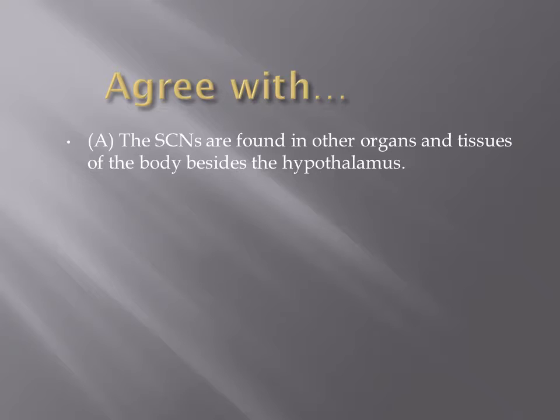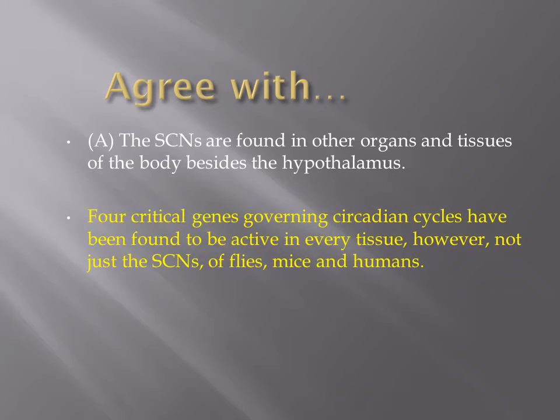The SCNs are found in other organs and tissues of the body besides the hypothalamus. The statement to me that relates to this is: 4 critical genes governing circadian cycles have been found to be active in every tissue, however, not just the SCNs of flies, mice, and humans. So this tells me that 4 critical genes have been found in every tissue, not just the SCNs. So the author would not agree with this statement.